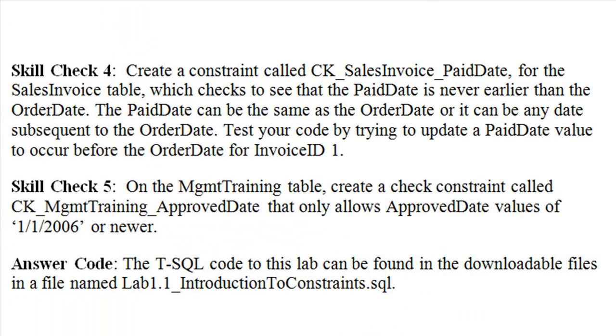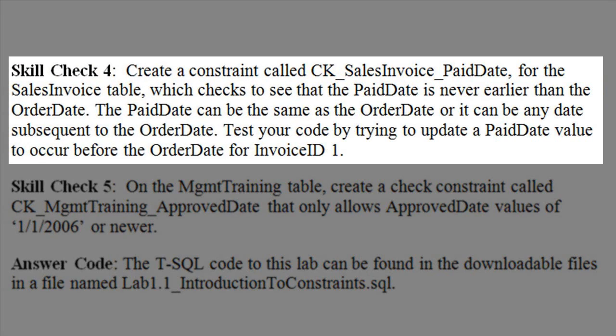Skill Check 4. Create a constraint called CK_sales_invoice_paid_date for the sales invoice table which checks to see that the pay date is never earlier than the order date. The pay date can be the same as the order date, or it can be any date subsequent to the order date. Test your code by trying to update a pay date value to occur before the order date on invoice ID 1.